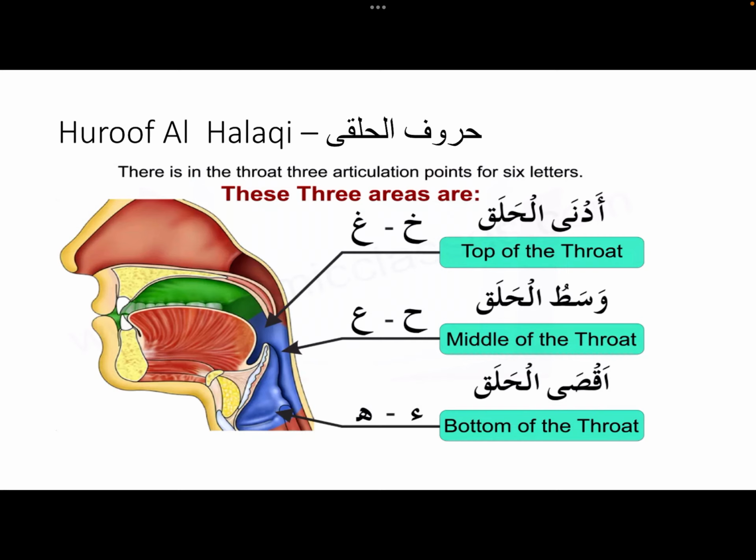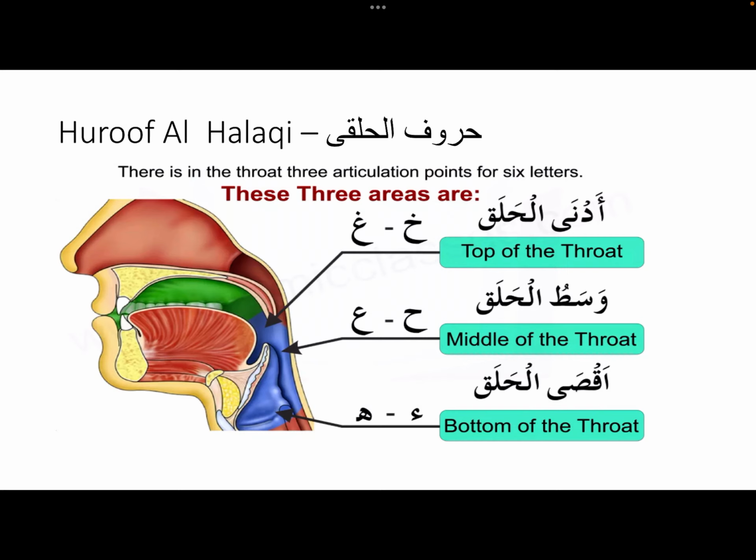the letters ha and 'ayn. Now the bottom of the throat involves 2 letters, which are hamza and ha. It is the area which involves the bottom part of our throat and the upper part of our chest. So we can call it Aqsa al-Halq, which is the bottom of the throat.